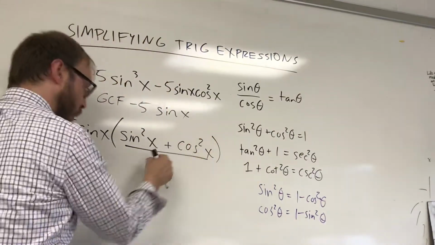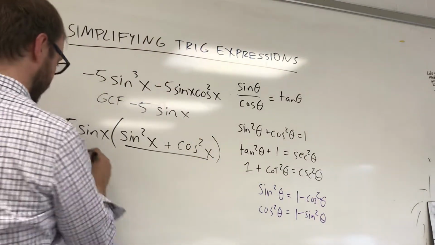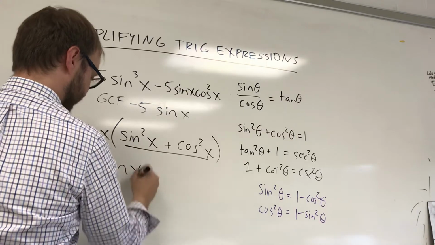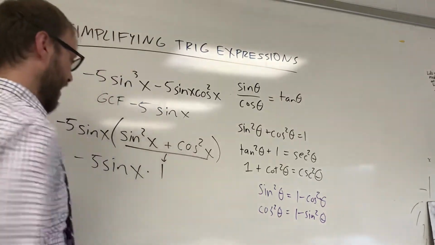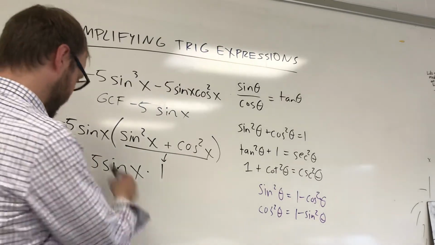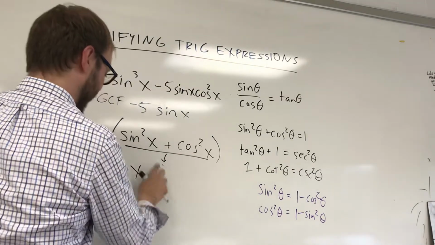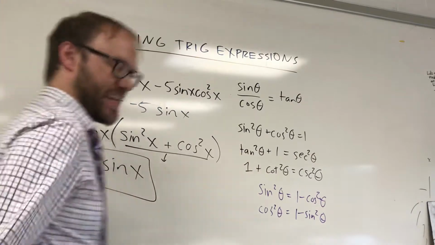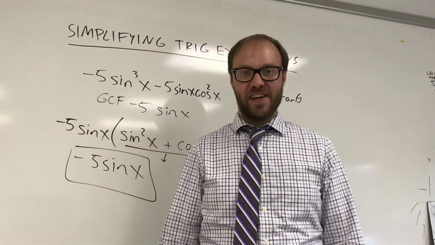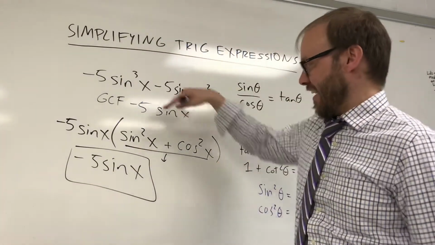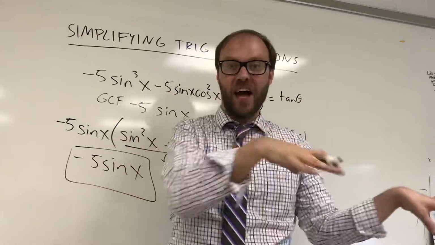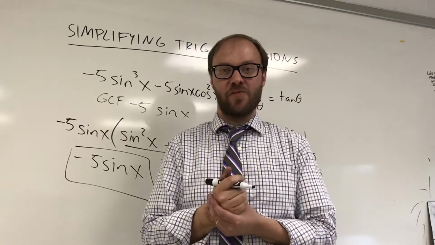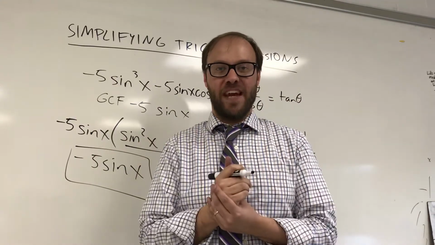Okay? So we have a 1 here being multiplied by -5 sine of x. Okay? 1 times anything is just equal to the value. This whole thing just simplifies down to -5 sine of x. Okay, so be on the lookout. If you can get a sine squared plus a cosine squared by factoring, or if you can multiply things out and get a sine squared plus a cosine squared, you get a really nice simplification, all right?